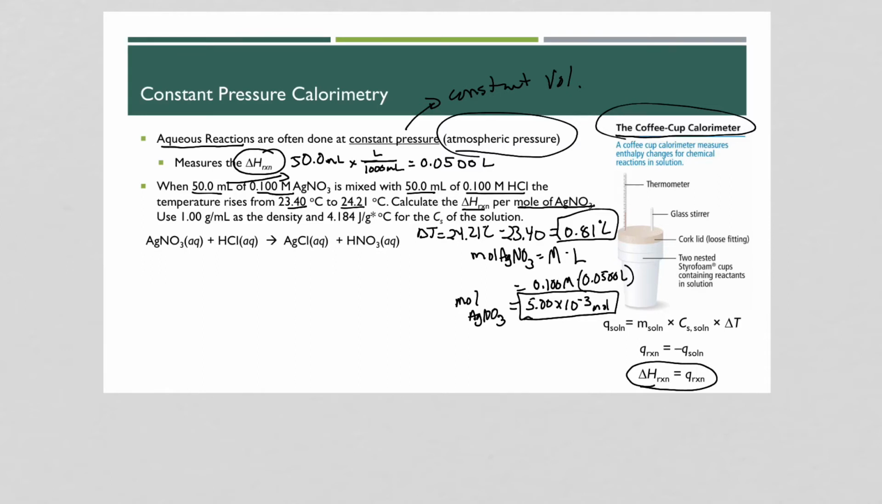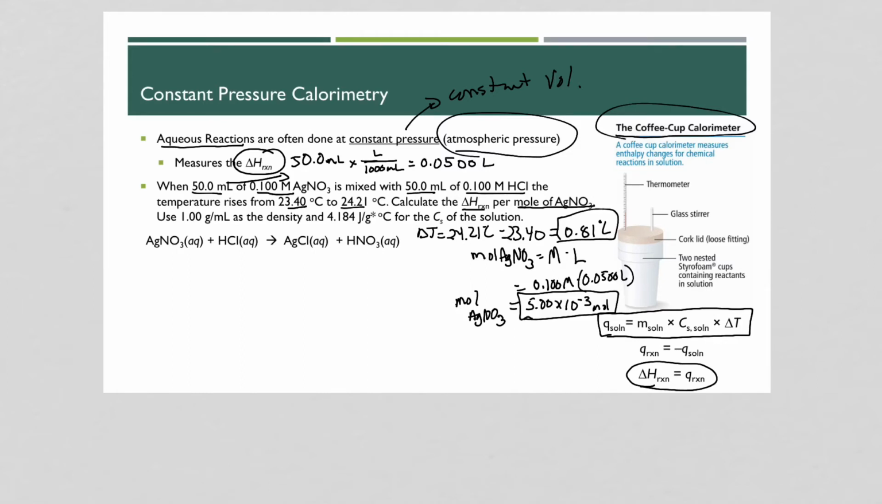Now, unlike constant volume calorimetry, for constant pressure we're going to use this equation for Q, right? Because we're going to be using various amounts of materials, various amounts of water in our solutions, we want to have a mass for our surroundings. And so we're going to use our broader equation where we break apart the heat capacity into the mass and the specific heat.